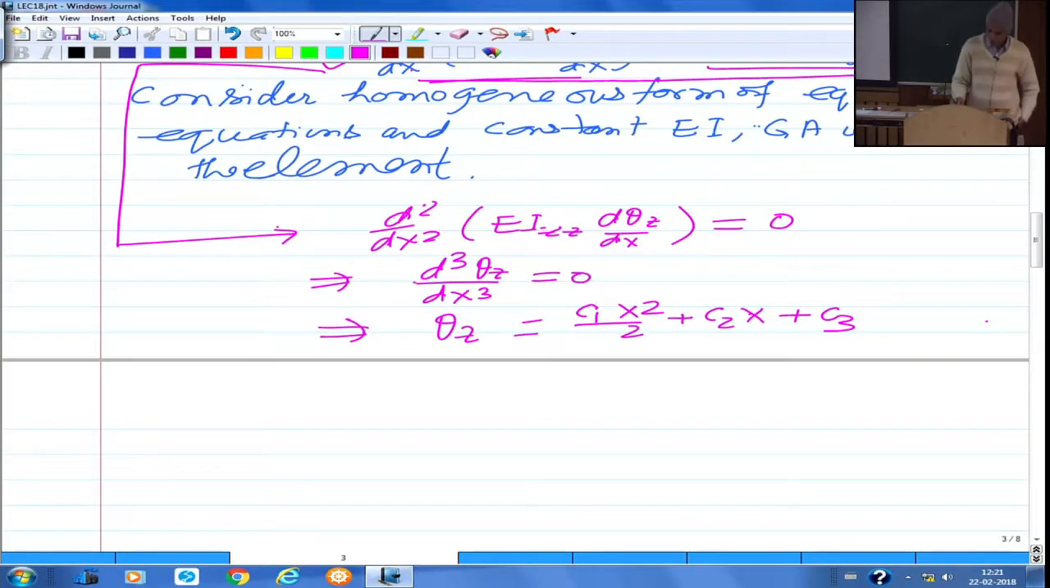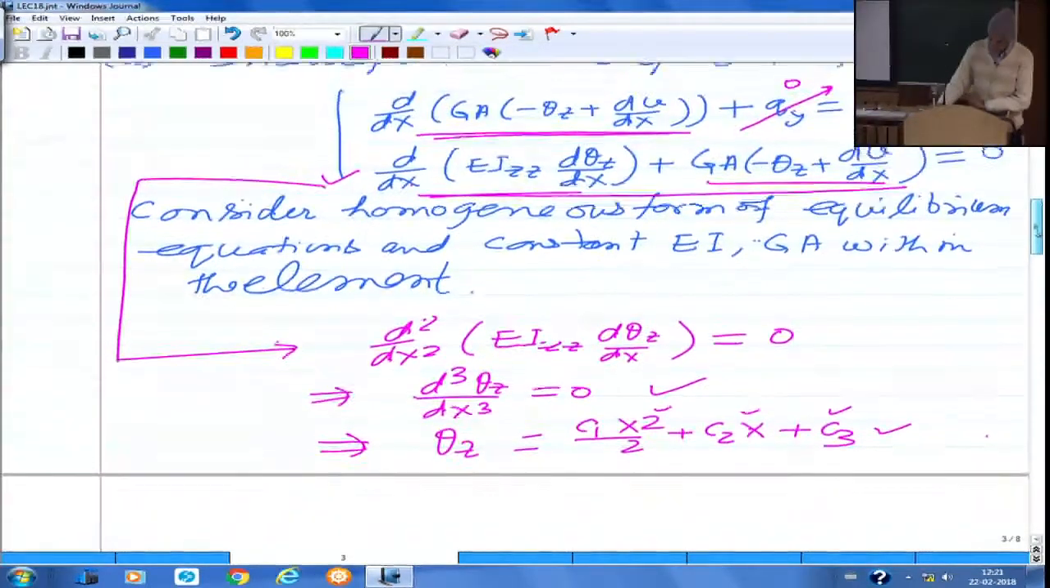So if I integrate this equation 3 times, this is what you get. That means the interpolation for theta z is quadratic. So this is a constant term, this is a linear term, this is a quadratic term. So this is as far as theta z is concerned. Finally we want to get to V also. So now how do we get V?